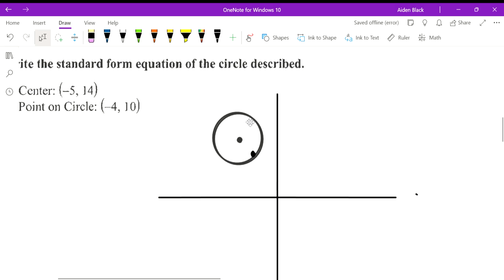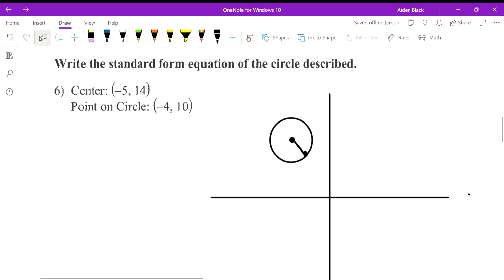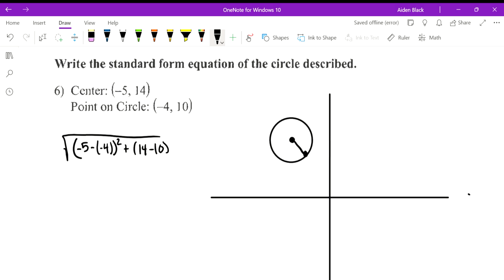So it looks about like this. There we go. So given the center of the circle and a point on the circle, we can find the radius. If you want to use distance formula, you can: change in your x's squared plus the change in your y's. I like to think about it visually, as I've shown you.